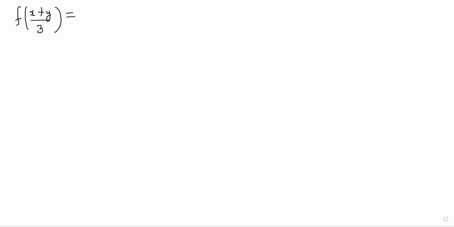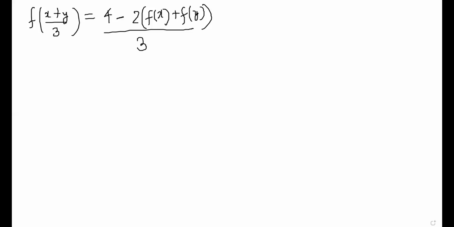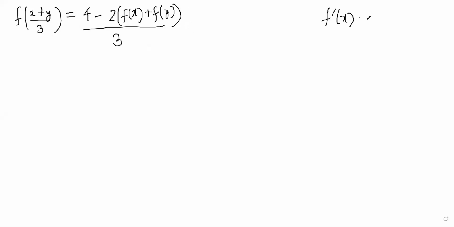What do I want to prove actually? What I want to prove is that f dash x is equal to 0, right? If f dash x is equal to 0, then what we get is that the function is constant. Somehow f dash x must be 0 for all possible values of x. Okay, this I have to prove.